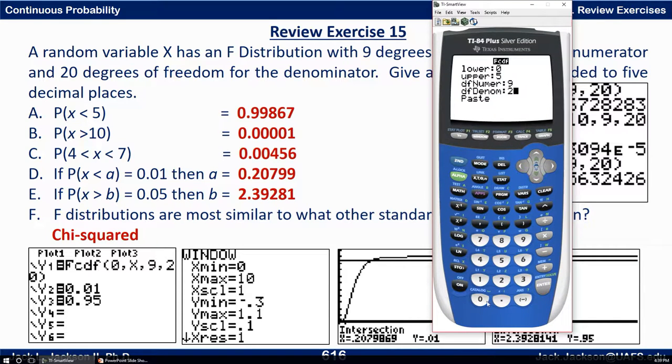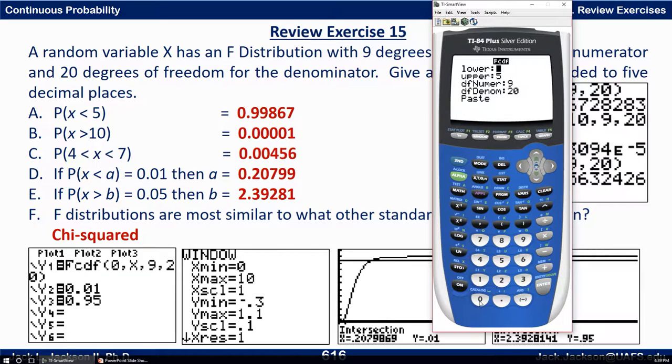Now next unit we'll talk a little bit about how you can figure those out in the context of the problem, what they might be. But for now they're just numbers that I give you to identify which F distribution. And so there it is. There's the probability. Greater than 10, two ways to do this.